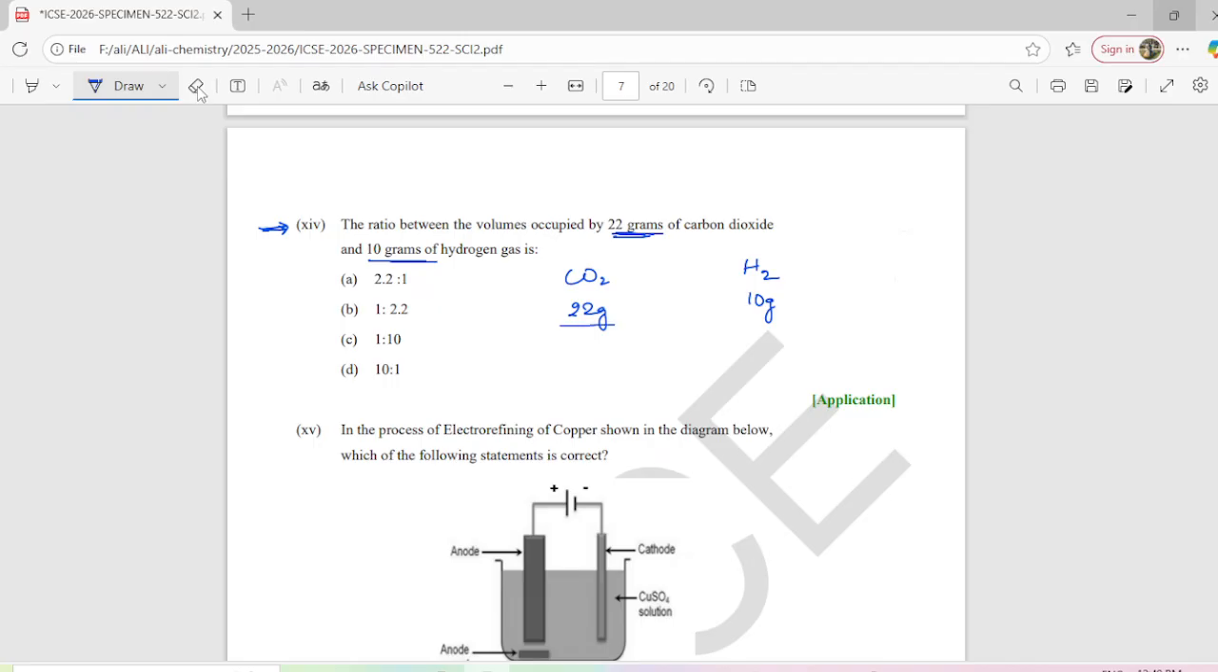So the number of moles can be calculated by dividing the mass by the molar mass of that substance. For carbon dioxide, the molar mass is 44 grams and for hydrogen the molar mass is 2 grams. So the number of moles of carbon dioxide comes as 1 by 2 and for hydrogen it will be 5 moles. Now when you take the ratio between these two, 1 is to 2 by 5. So finally you will get a ratio of 1 is to 10. So the correct answer is option C, 1 is to 10.